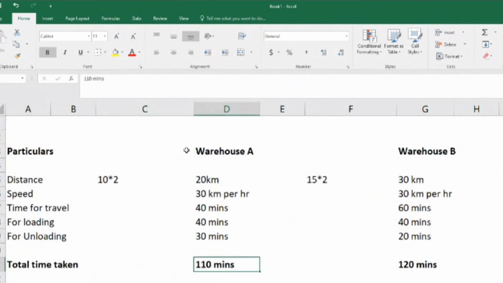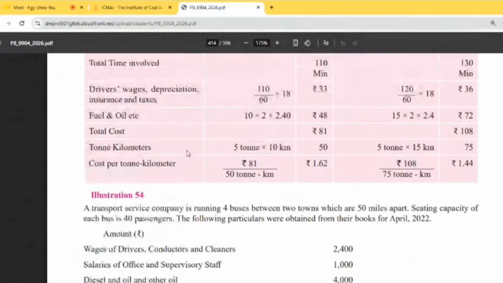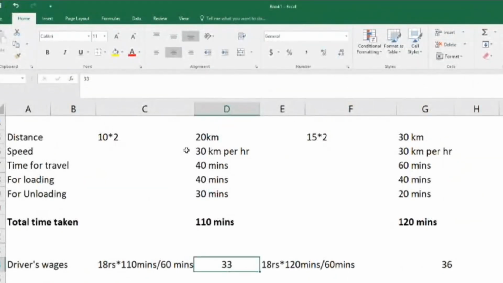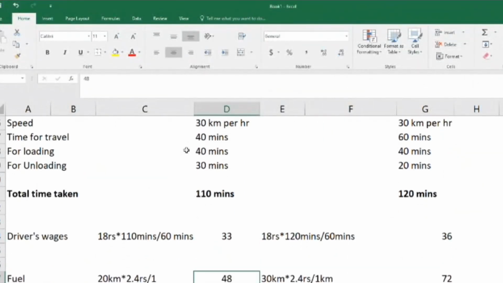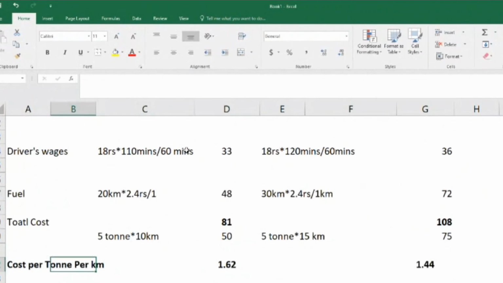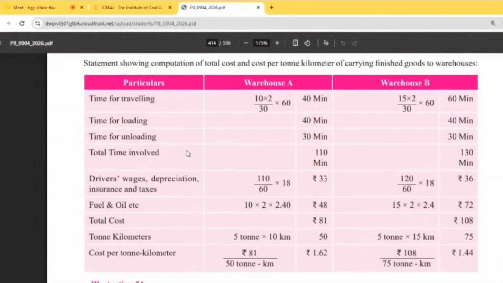So total time taken is 110 minutes and 120 minutes. And driver's salary they have given. On what basis is the driver's salary given? On a per hour basis. So you are multiplying with your minutes, so you are getting the driver's salary per minute. And fuel also you are calculating, for 110 minutes what is the cost you will be incurring, taking the kilometer as a base. So total cost you are incurring. They are asking us to find the cost per ton kilometer. So you multiply the 5 tons with the number of kilometers, and you will get the cost per ton kilometer. Whatever they asked in the question, we have found out. Okay, hope you understood this sum.